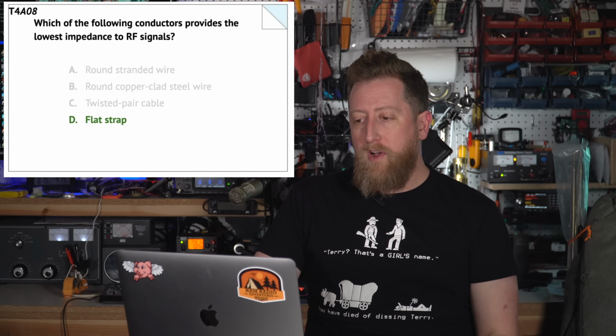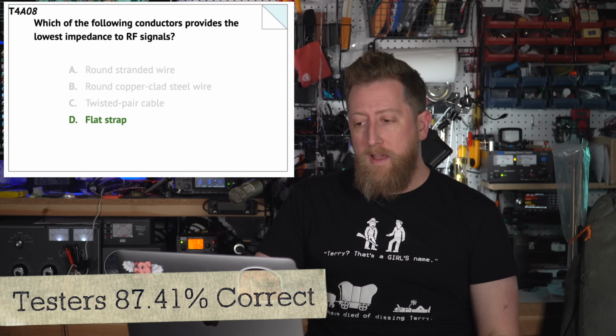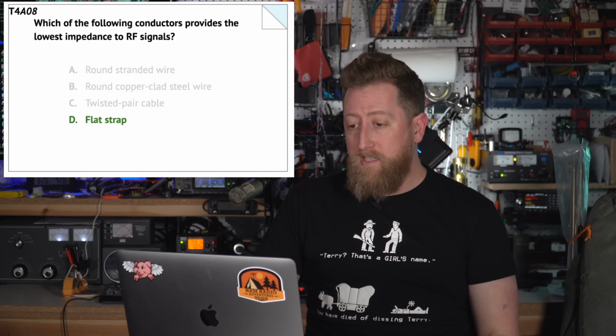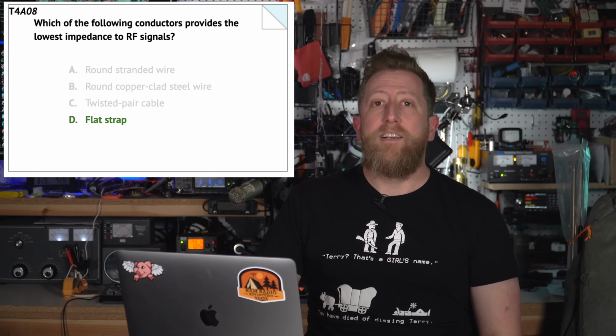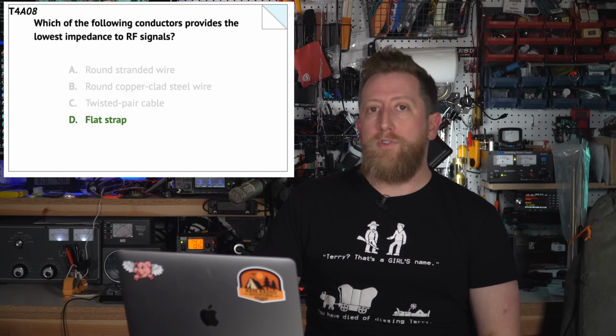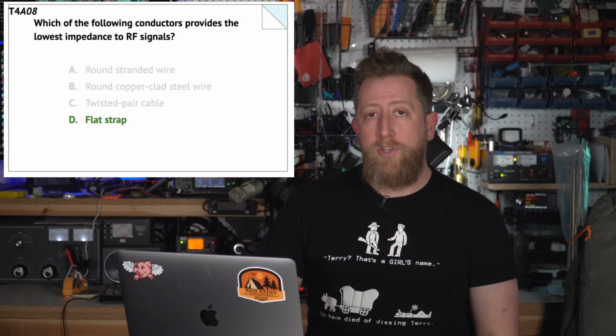T4A08, which of the following conductors provides the lowest impedance to RF signals? A, round stranded wire. B, round copper-clad steel wire. C, twisted pair cable. Or D, flat strap. Flat strap is the answer. D, it has a huge surface area. You want to use that whenever you can when grounding your station or your antenna.